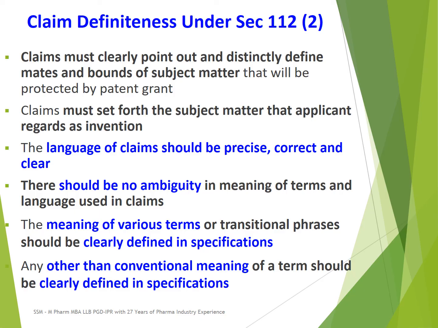The meaning of various terms or transitional phrases used in the claim should be clearly defined in the specification. All the terms which you are using in the claim section should be explained and defined in the specification or description section. Any meaning other than the conventional meaning of a term used in claims should be clearly defined in the specification. You can use any term and give any meaning to that term in your claim section, but that meaning should be explained in the description or specification section.